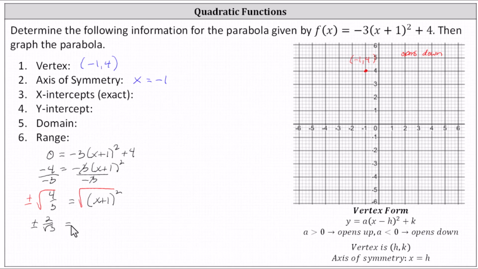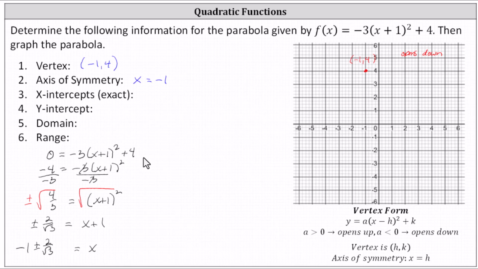equals on the right. The square root of the square of x plus 1 simplifies to x plus 1. And then to solve for x, we subtract 1 on both sides. We have x equals negative 1 plus or minus 2 divided by square root 3. We may be able to leave the x values or x-intercepts in this form.